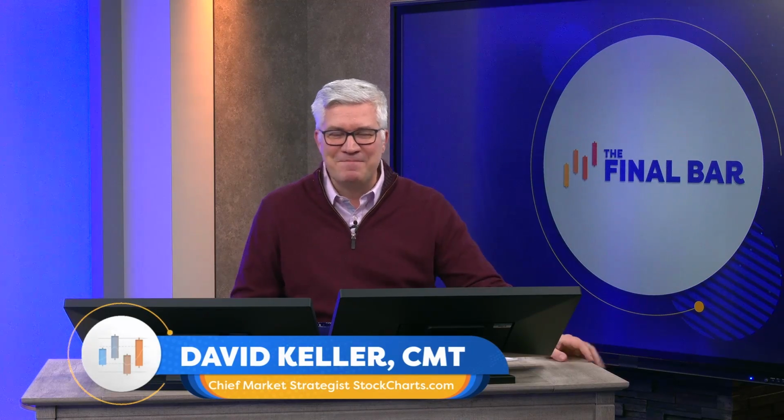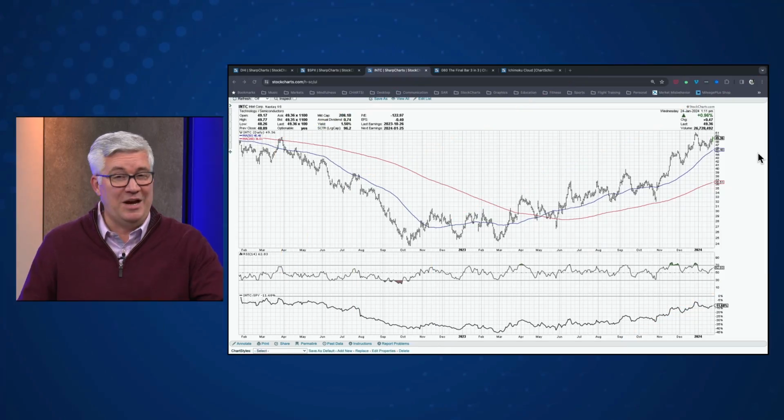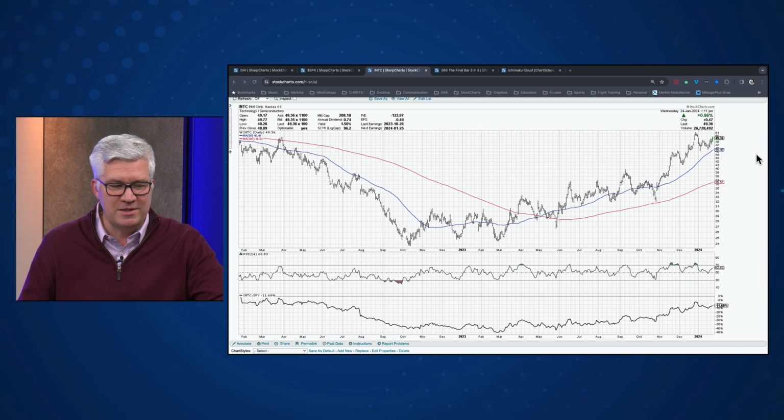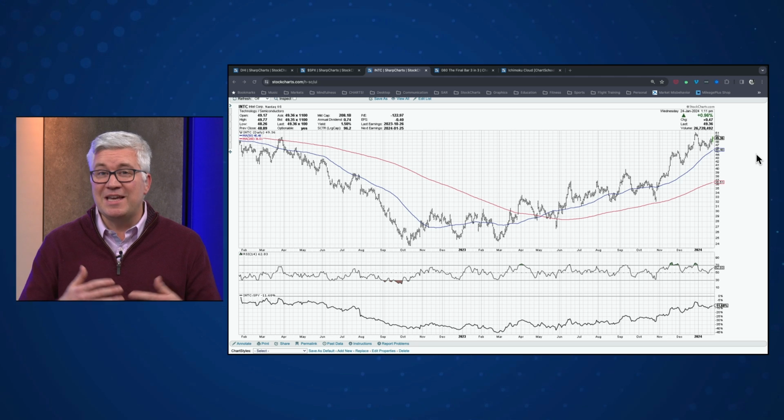And let's get to today's very important pro tip. Let's focus on some of the technical indicators. Again, the StockCharts platform has literally hundreds of different technical indicators to use. So how do you figure out which ones you want to pay attention to, right? Which indicators should you use?